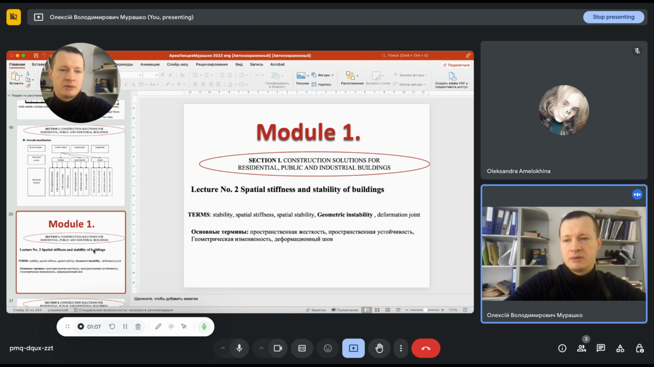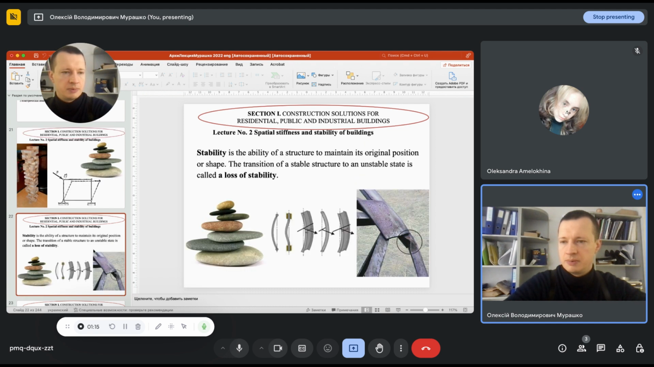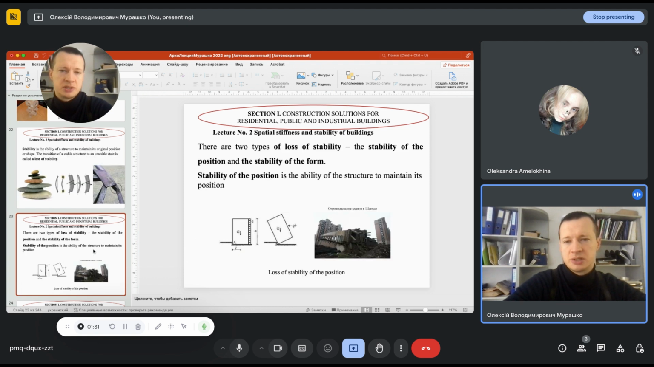the main differences between stability of form and stability of position. And we remember that the most important goal of structural type is to protect the building from a loss of stability of position, and we have to design buildings in that way, so we exclude the loss of stability of position. So our building has to be stable.